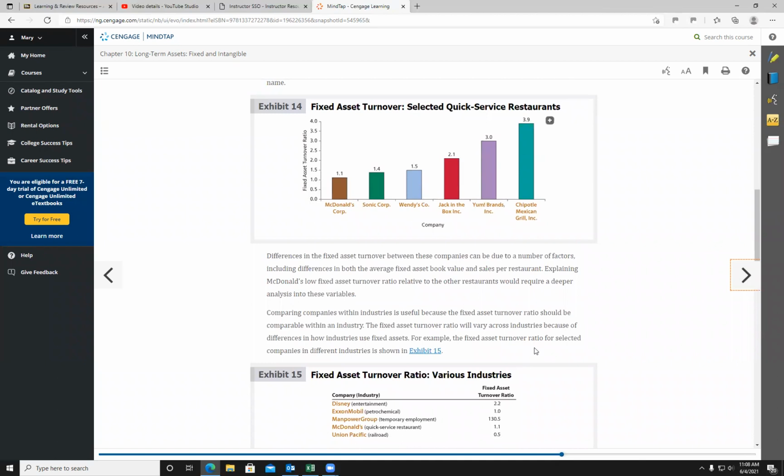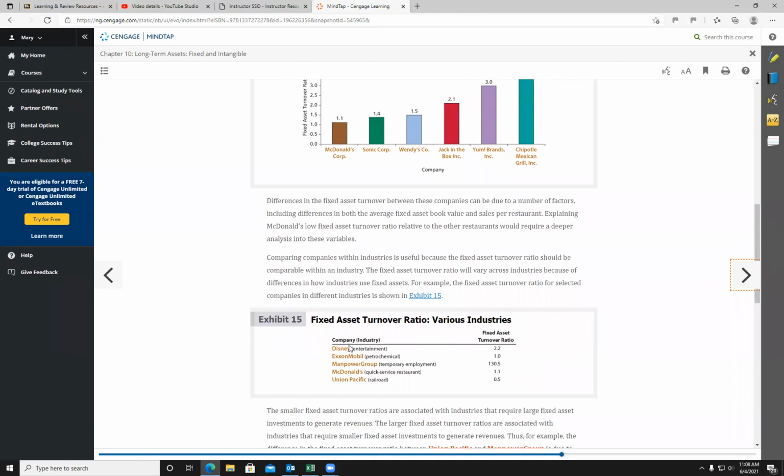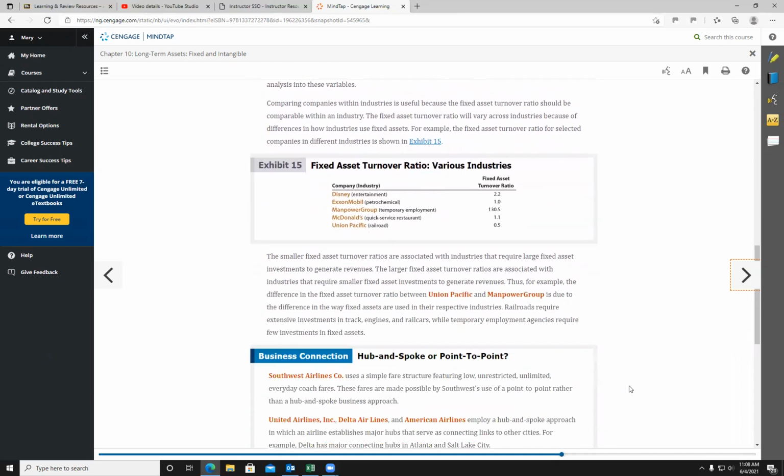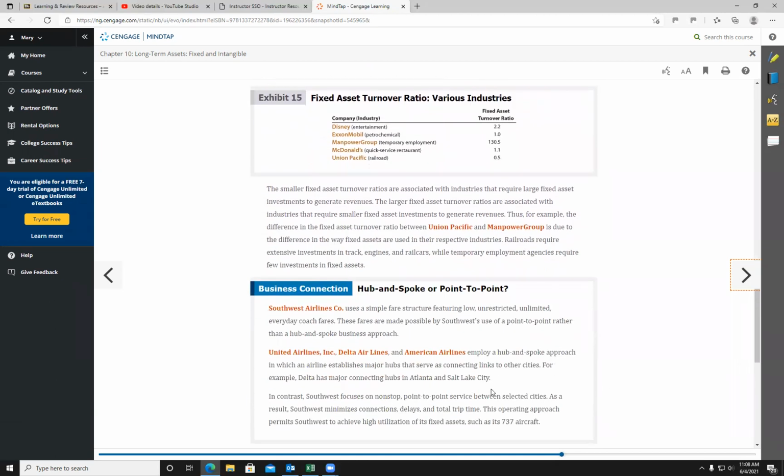So another example is the fixed asset turnover ratio for selected companies in different industries. Obviously, these are not comparable industries, and you can see vast differences in their asset turnover ratio. The smaller fixed asset turnover ratios are associated with industries that require large fixed asset investments to generate revenues. The larger fixed asset turnover ratios are usually associated with industries that require smaller fixed asset investments to generate revenues.